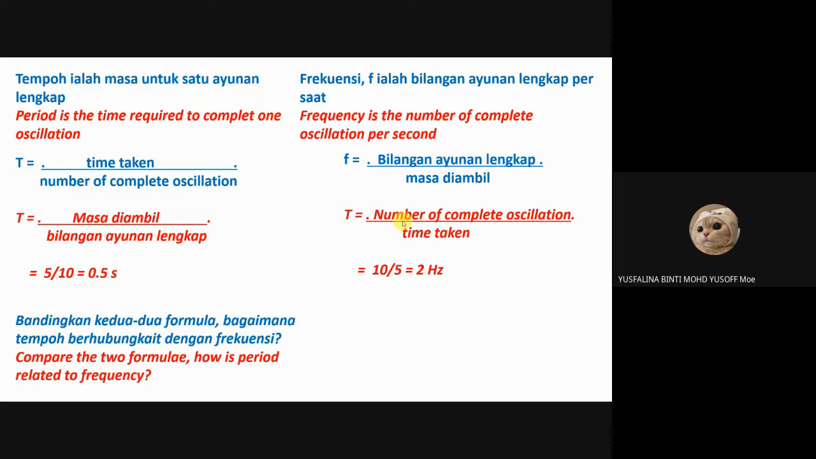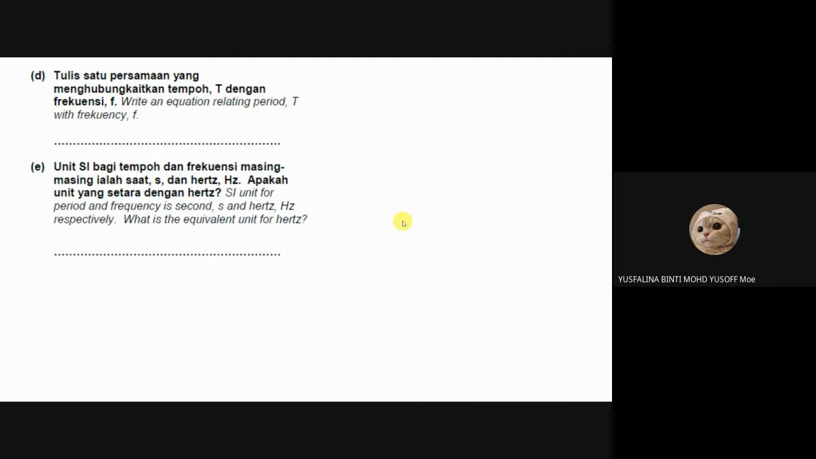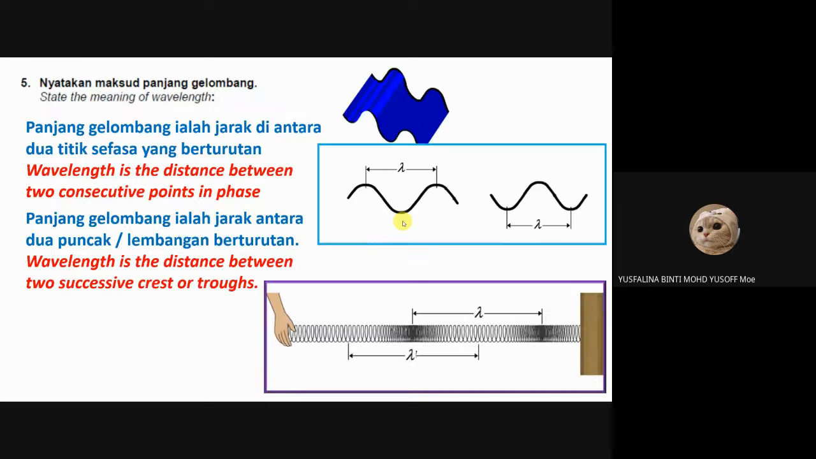So compare the two formulas. How is period related to frequency? This is the formula: f equals 1 over T. T is the period, right? So if you want to calculate the frequency, you have to know, for one complete oscillation, how much time is taken. This is the formula, and this is the unit for frequency: s negative 1 is equal to hertz.